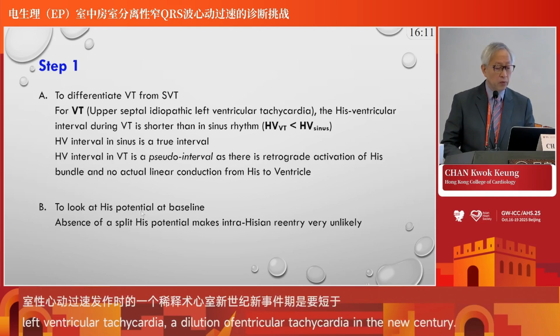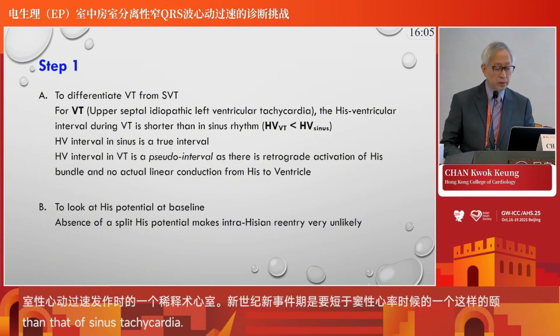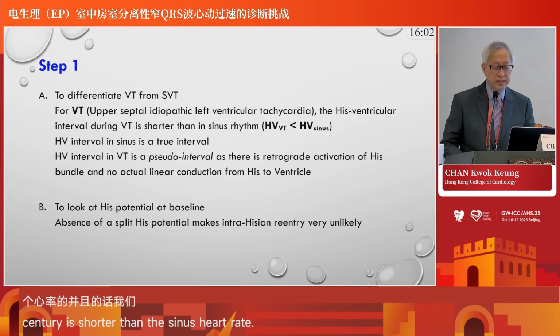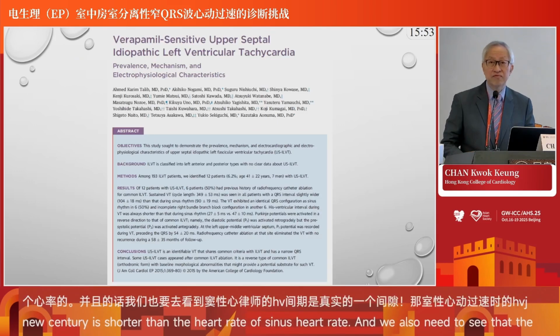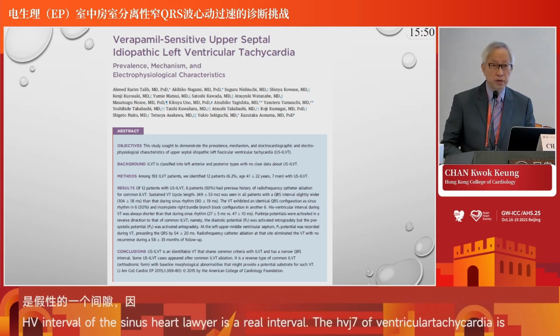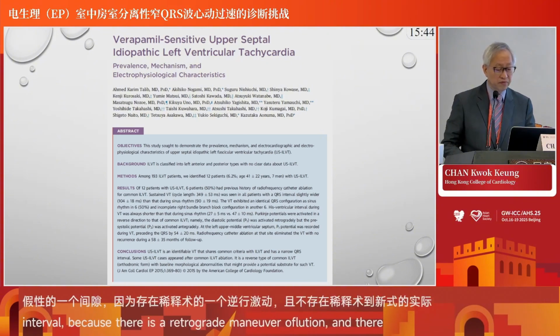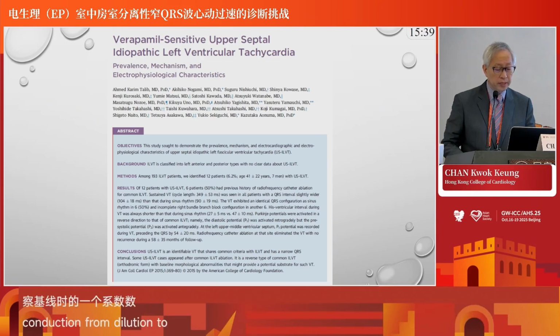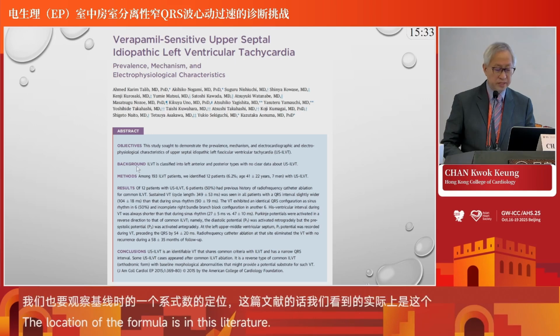And the second, we have to look at the His bundle at baseline. If there is absence of a split His potential, that would make intrahisian reentry very unlikely. So this is the landmark study of the verapamil sensitive upper septal idiopathic left ventricular tachycardia. It recruits 12 patients, and half of the patients had previous catheter ablation of idiopathic LV tachycardia. And in all these 12 patients, they had successful ablation in the left upper middle ventricular septum. So it's a left ventricular type of tachycardia.